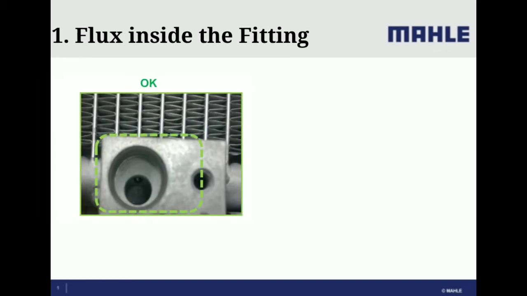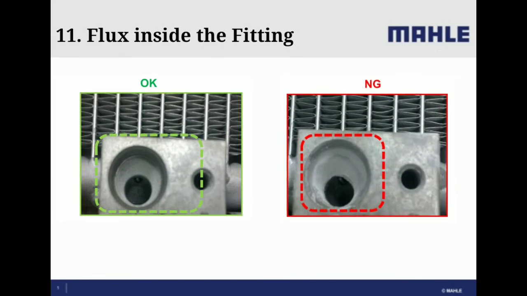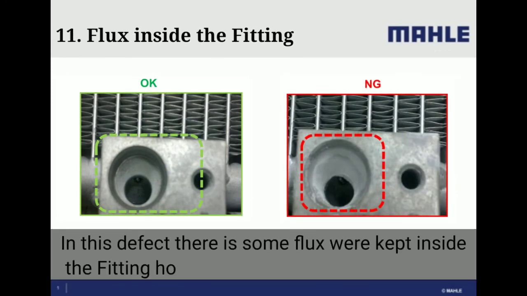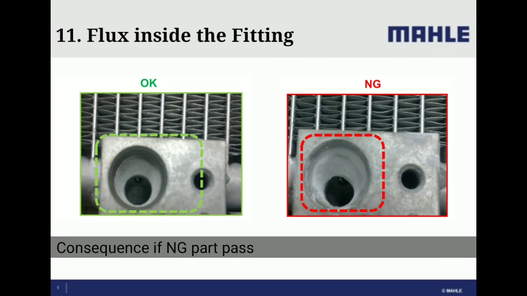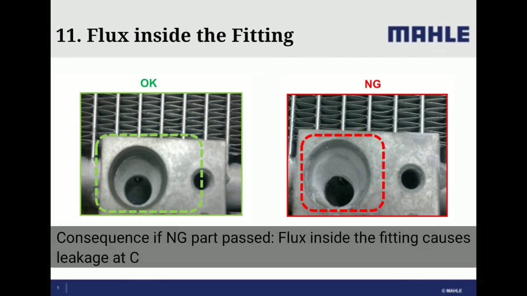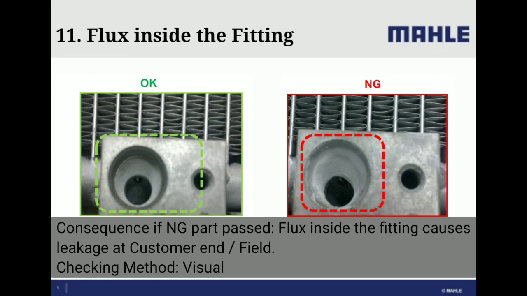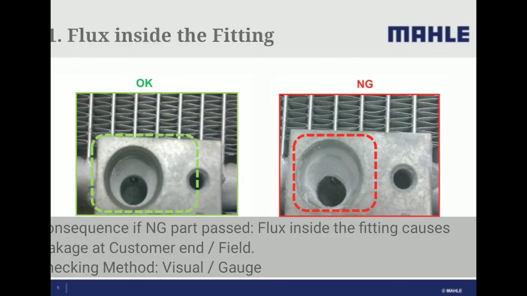Next is flux inside the fitting. In this defect, there is some flux inside the fitting hole. Consequences: if the NG part passes, flux inside the fitting causes leakage at the customer end or in the field. The checking method is visual or by gauge.